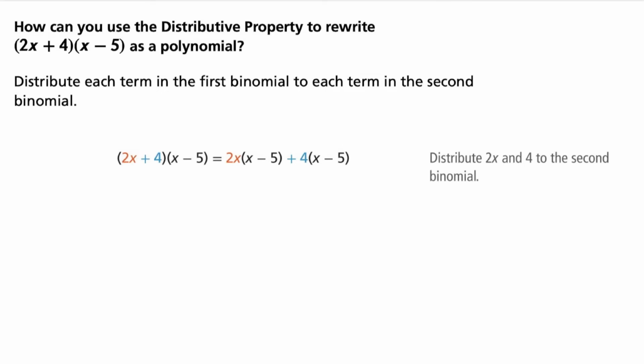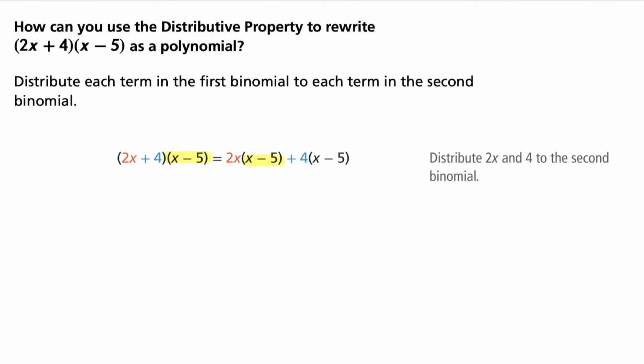Now we're going to learn how to use the distributive property to multiply polynomials. We'll first model this with just 2 binomials. If we have this example here, we would distribute each term in the first binomial to each term in the second binomial. So the first binomial would be 2x plus 4.